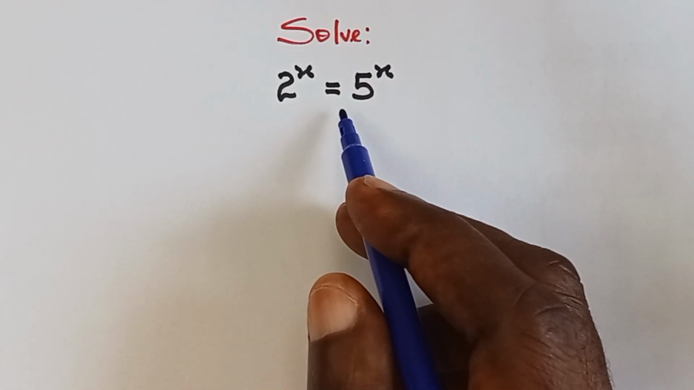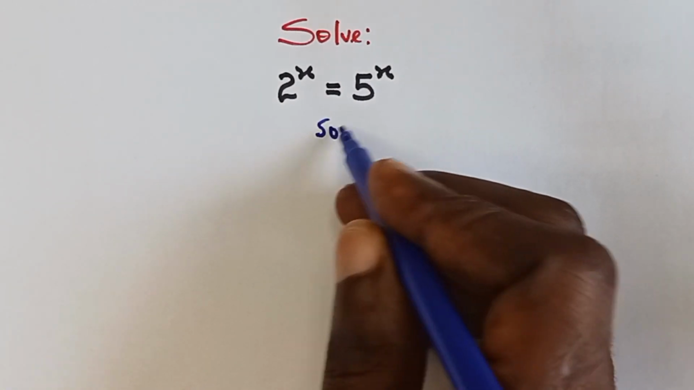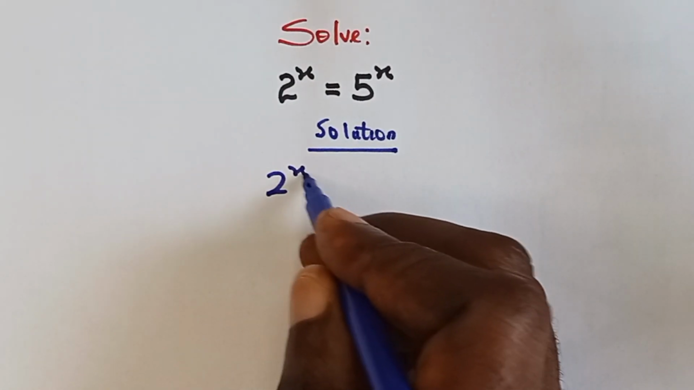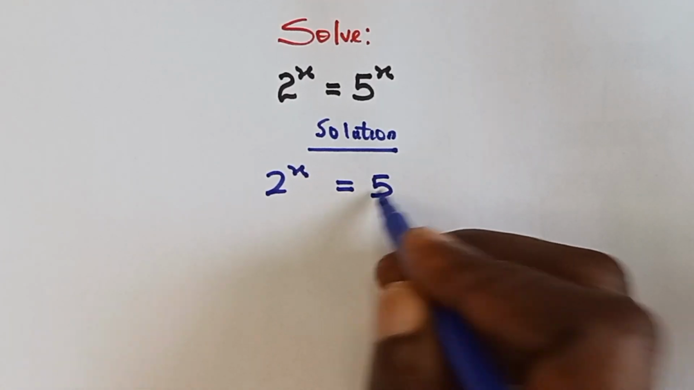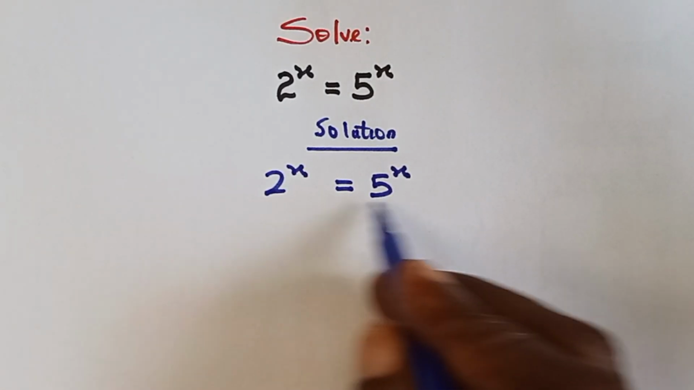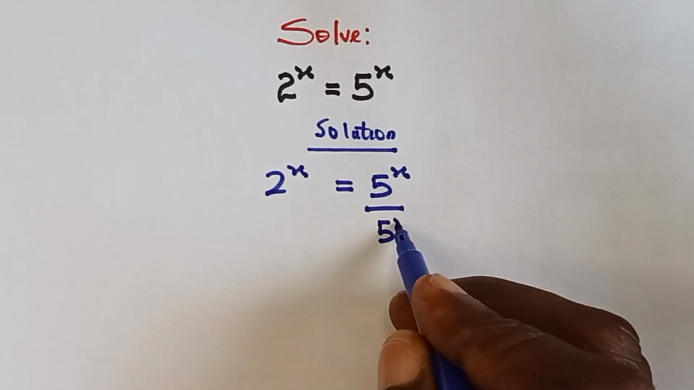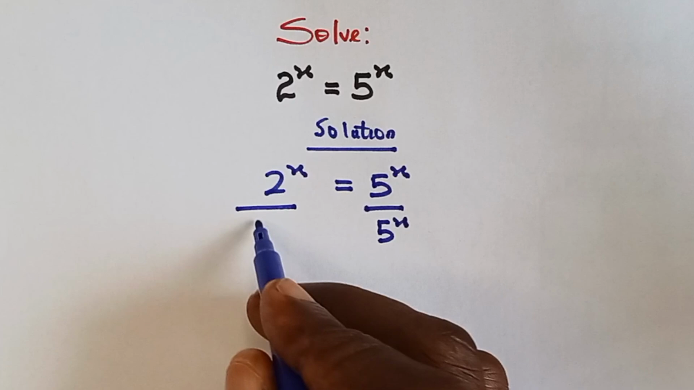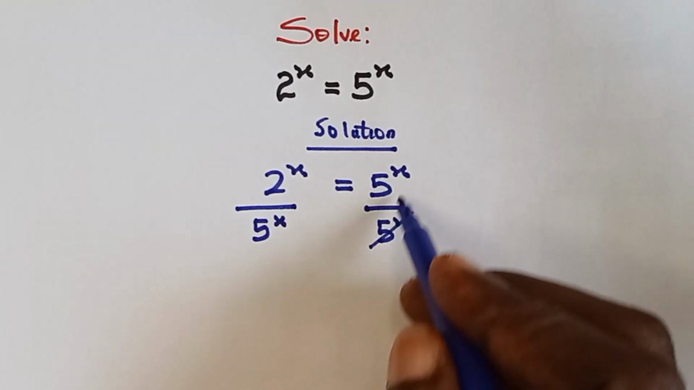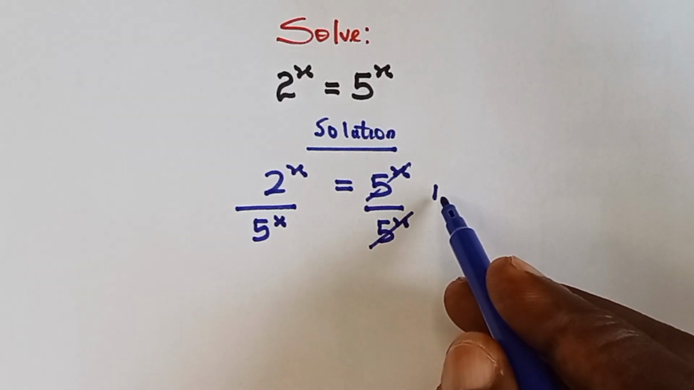In this video I want to show us how to solve this tricky exponential equation. Right, solution. Now what we are going to do is divide both sides by 5 raised to power x. It means we divide this by 5 raised to power x, and we also divide this by 5 raised to power x. By the time we cancel the 5 raised to power x, we have 1, because this divided by this will give us 1.